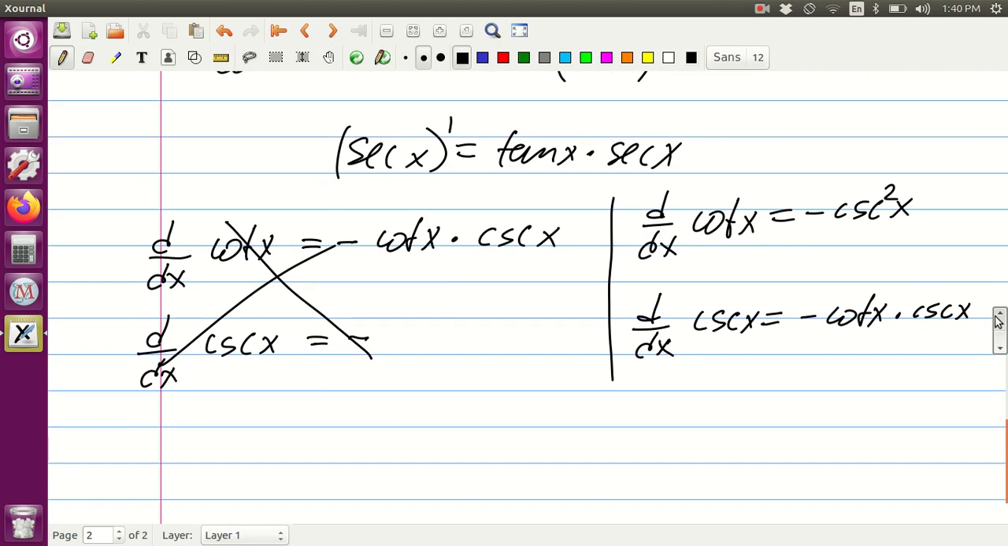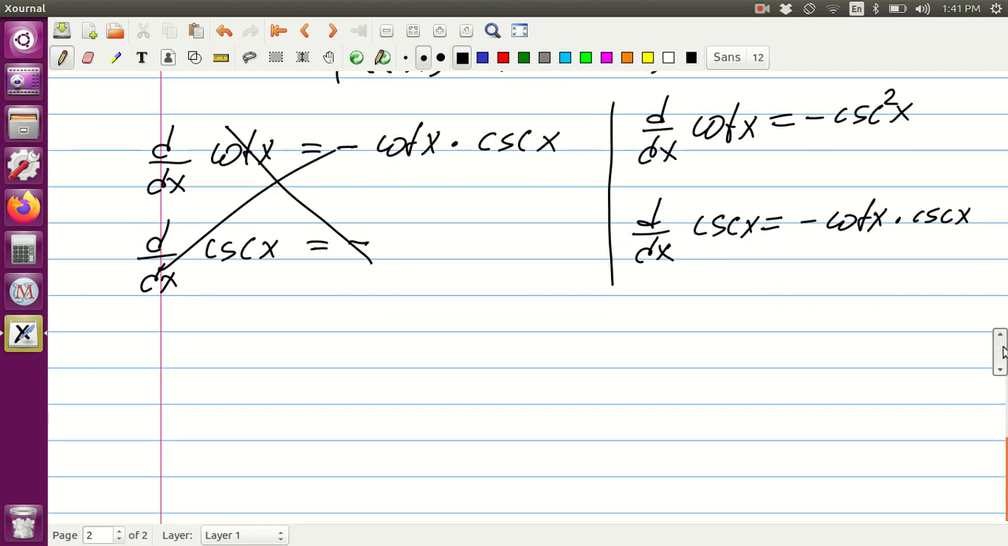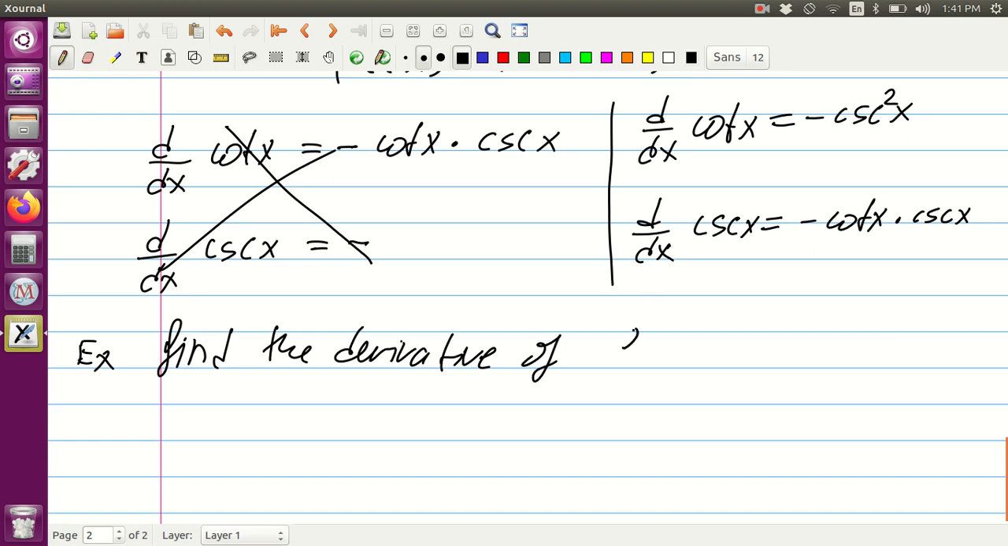Alright, so before we move on, let's do one example for these trigonometric functions, and then you will have to practice with the homework. Find the derivative of f of x, which is secant of x divided by 1 plus tangent of x.